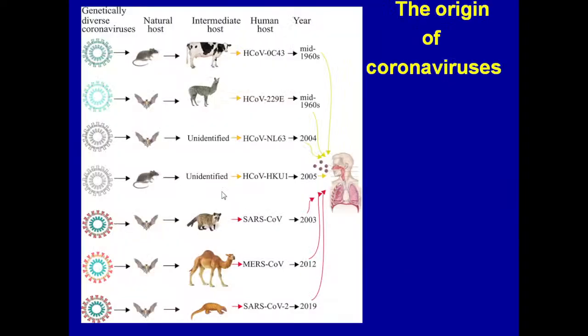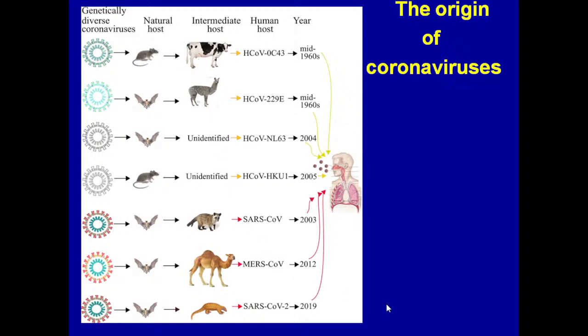So now we can see the common features in the originating of new coronaviruses that are able to cause disease in humans, my dears. We are talking only about those that can cause disease in humans. And these are genetically diverse coronaviruses. By then, they had been passed through the natural hosts.